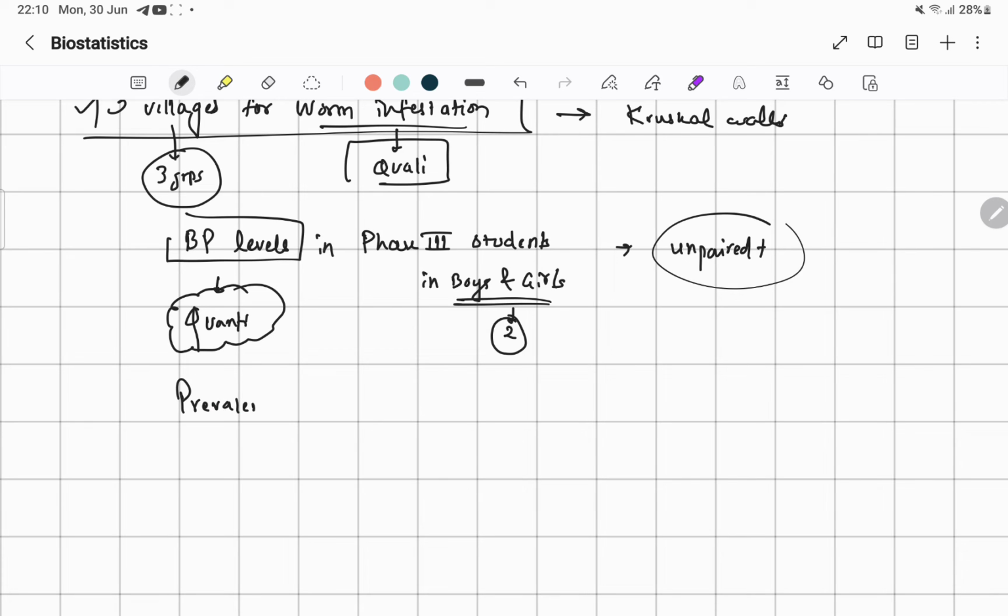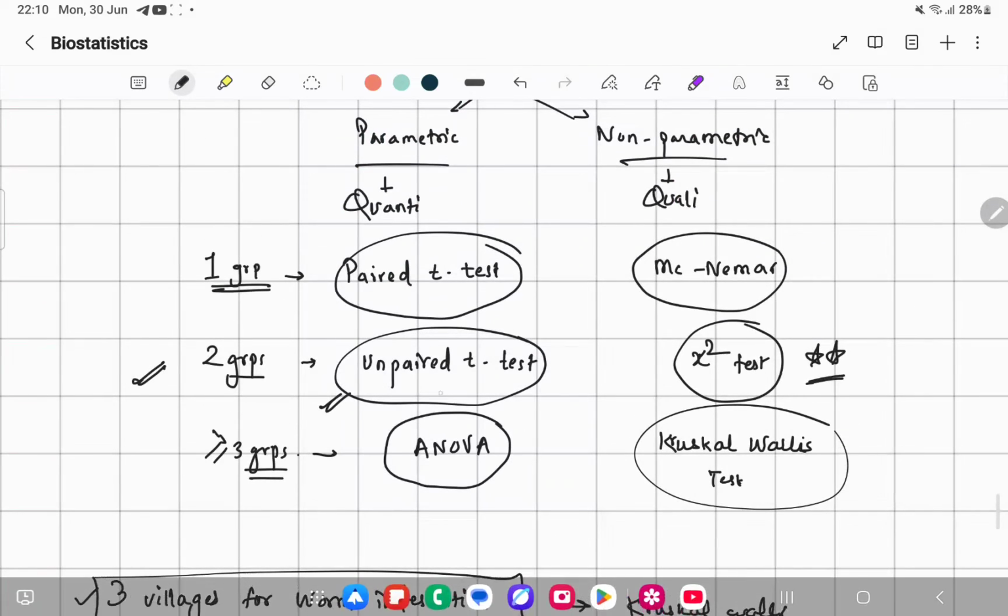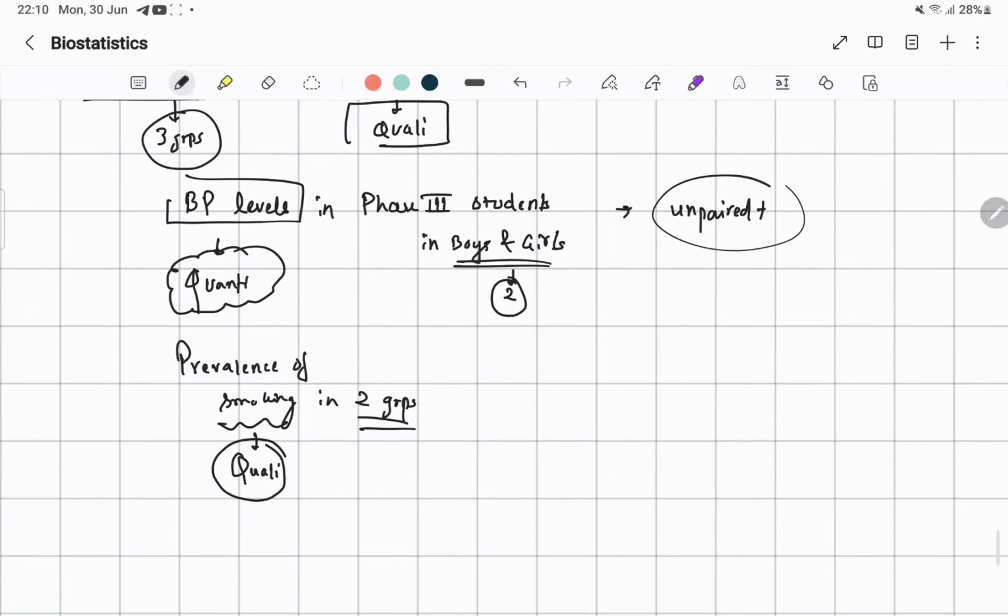Prevalence of smoking in 2 groups. Quali or quanti? Qualitative data. How many groups? 2 groups. Quali and 2: Chi-square test.